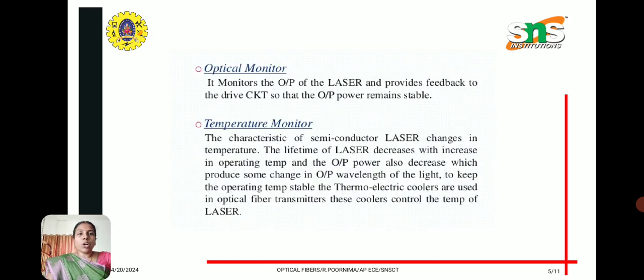The next element is the optical monitor. It monitors the output of the laser and provides feedback to the driver circuit so that the output power remains stable. And the temperature monitor: the characteristics of a semiconductor laser change with temperature. The lifetime of a laser decreases with increase in operating temperature, and the output power also decreases, with some change in the output wavelength of the light. To keep the operating temperature stable, thermoelectric coolers are used in optical fiber transmitters. So these coolers control the temperature of the laser.